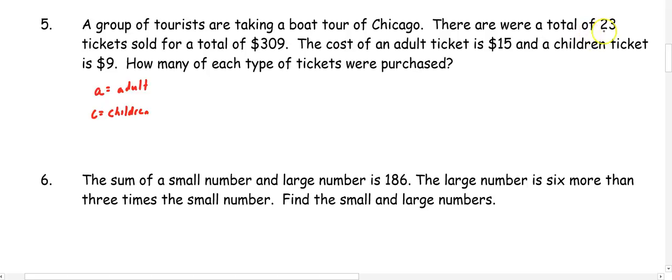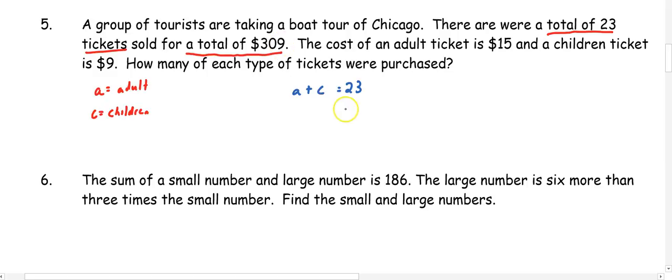So we know that there was a total of 23 tickets sold for a total of $309. So our first equation we're going to say is equal to 23, because whenever we have a total, it's equal to that. So to get 23, we have to know how many adults and how many children are together. So we're going to add A plus C and set it equal to 23.